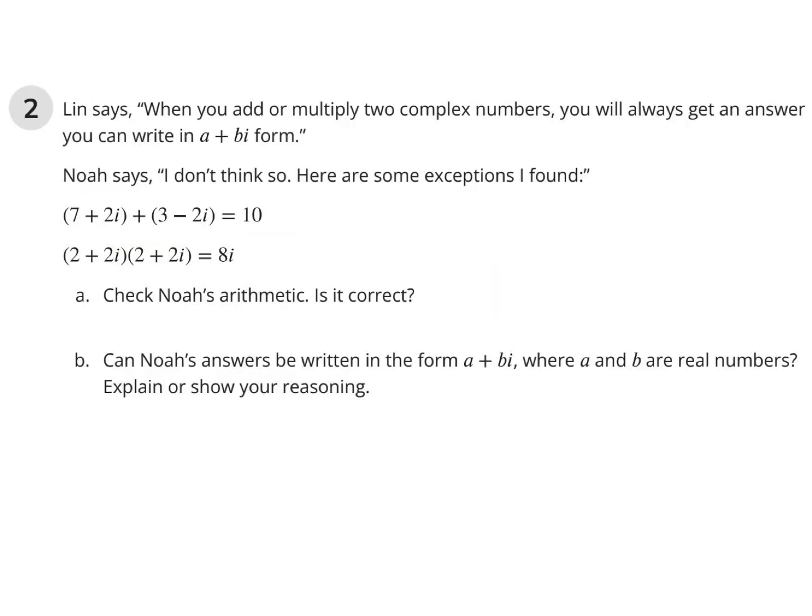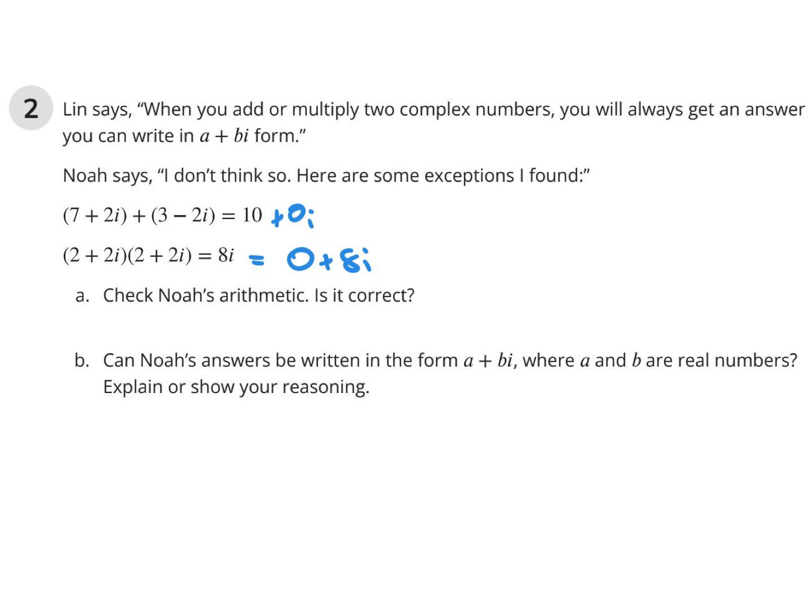Lynn says when you add and multiply two complex numbers, you will always get an answer you can write in a plus bi form. Yes, Lynn is true. Noah says, I don't think so. Here are some exceptions I found. So what Noah sees is no imaginary part in his first example, so this is plus 0i. Now in the second part, this is purely imaginary, so this is equal to 0 plus 8i.